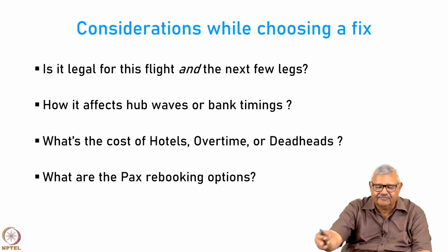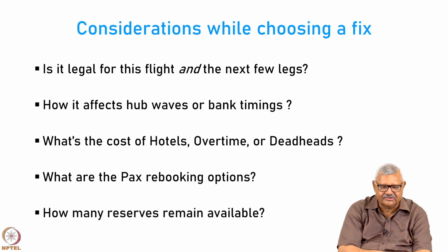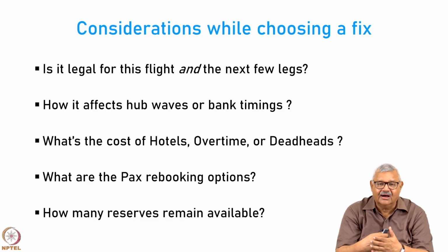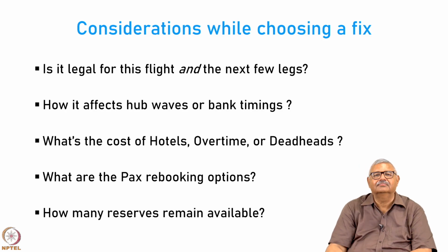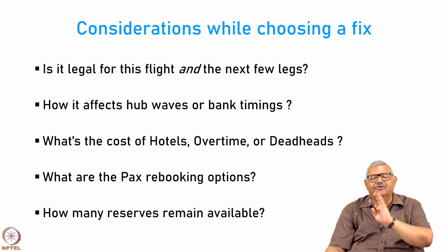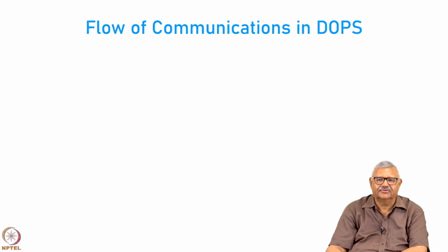Then for the passengers, what are the options for rebooking? Can we put them on some other flight by some other airline, or our own flight a bit later, with some compensation? Then we also look at how many reserves are available, because if you are giving a solution to a problem, you still need to have some reserves available for the next problem that may come. For example, if it's bad weather which is causing a problem, and if it is long term bad weather, you cannot put all your resources right now. You have to keep in mind that there may be other problems.